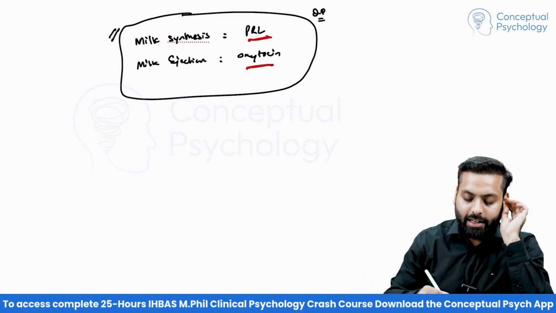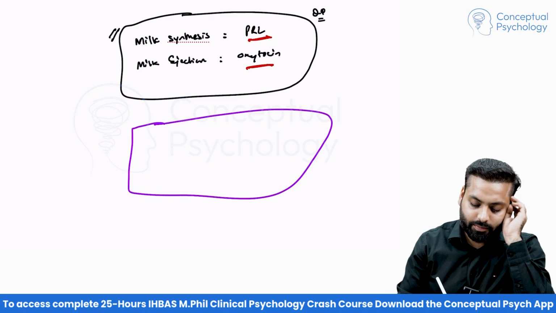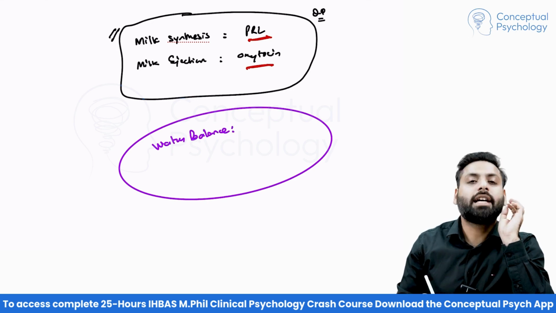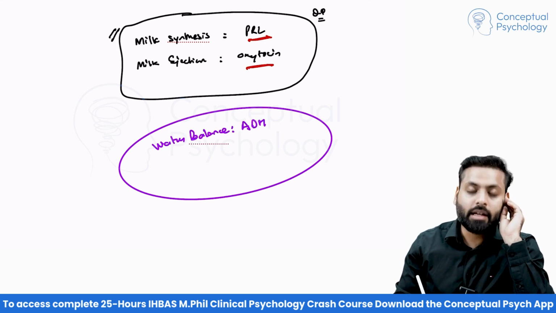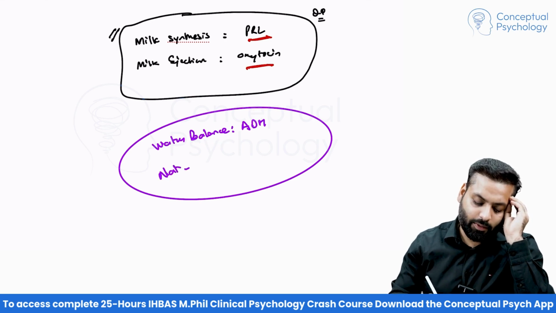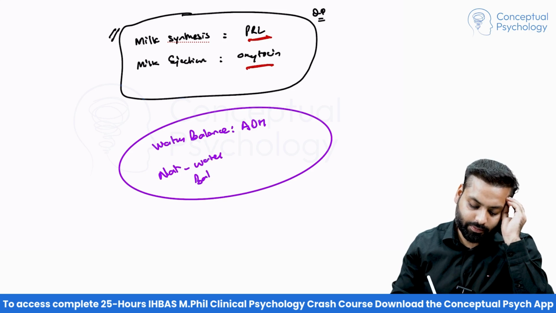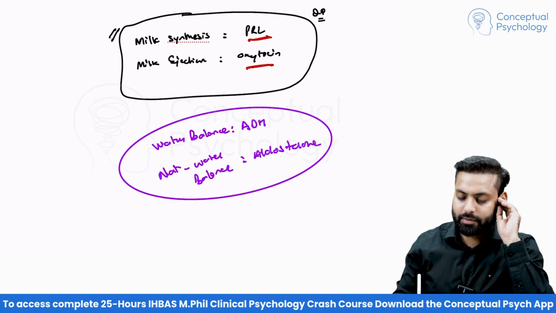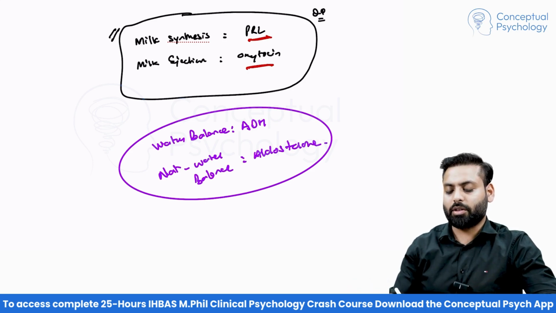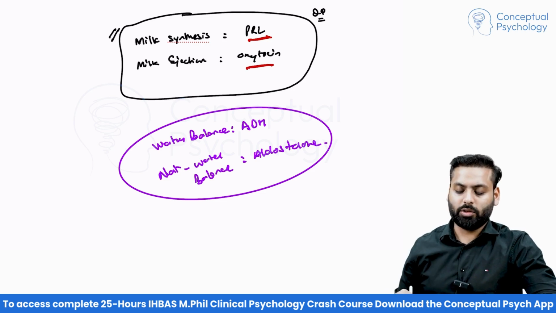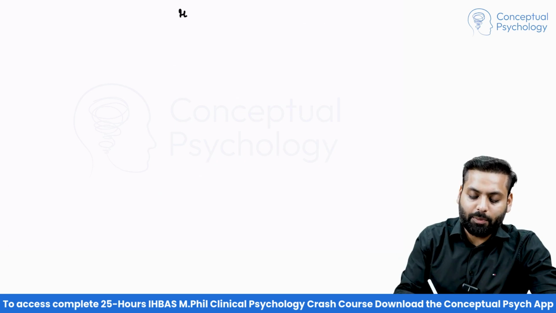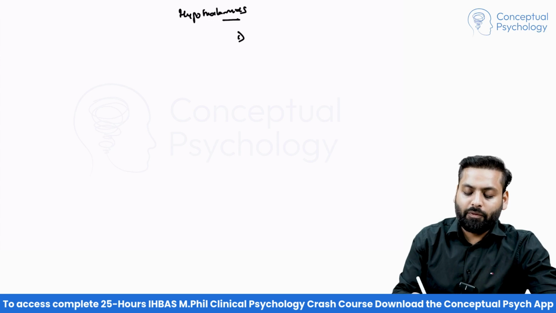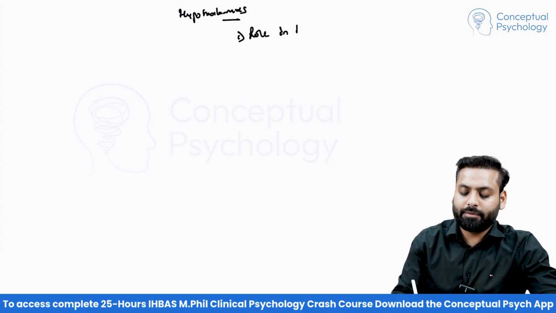Okay. Then another trap question. Water balance is a feature of ADH, and sodium-water balance is a feature of aldosterone. Okay, aldosterone. Understood? So this is all about the pituitary. Coming to the hypothalamus, you have to understand its endocrine role. First, it controls the pituitary.